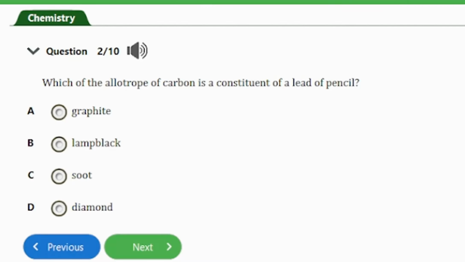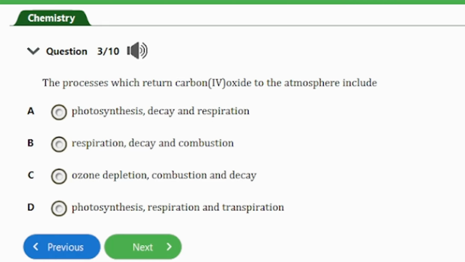Question number 2. It says, which allotrope of carbon is a constituent of the lead of a pencil? A. Graphite. B. Lampblack. C. Soot. D. Diamond. So guys, the answer to this question is option A, like you must have guessed rightly. Graphite is used in the lead of a pencil. And that's the answer to this question. So let's consider the next question.